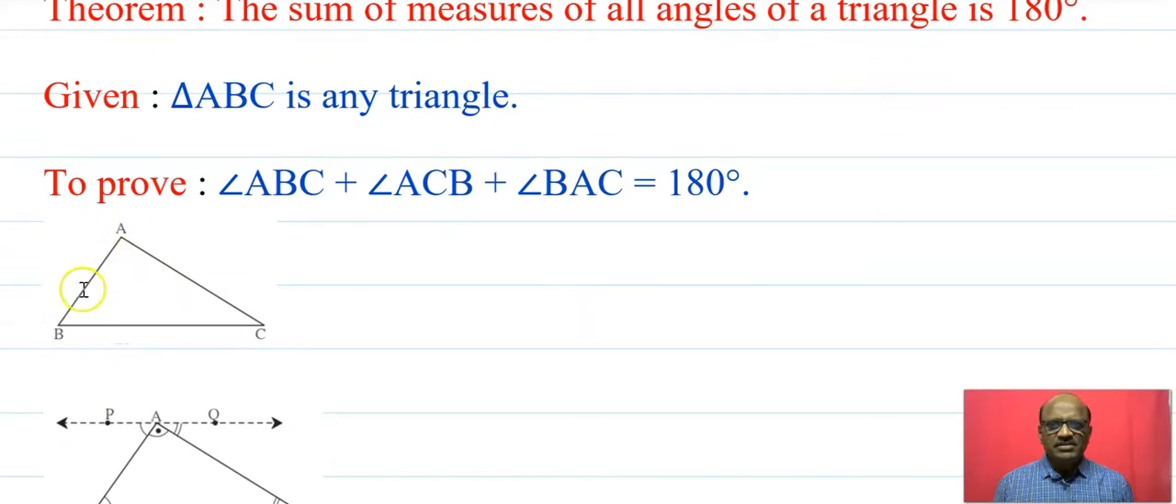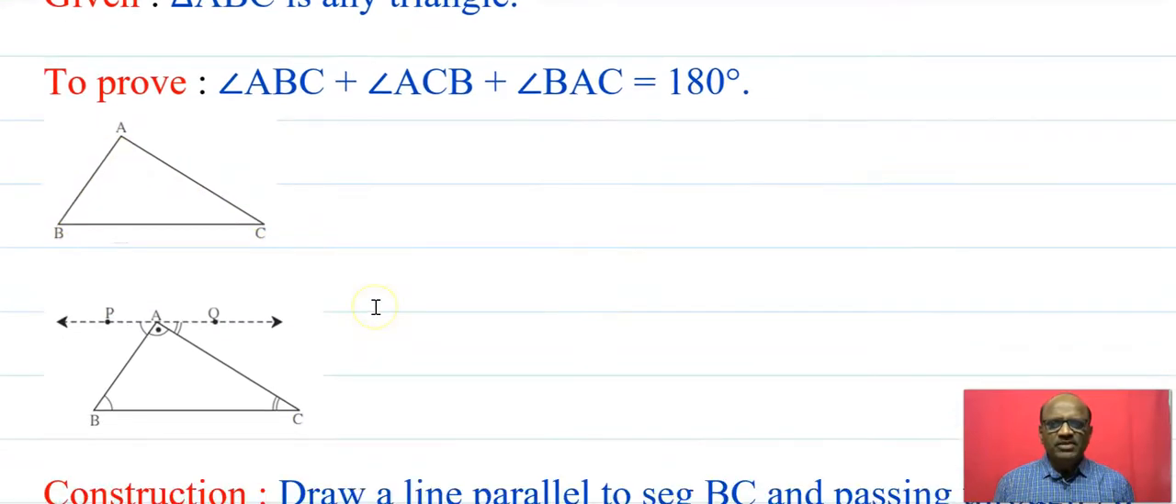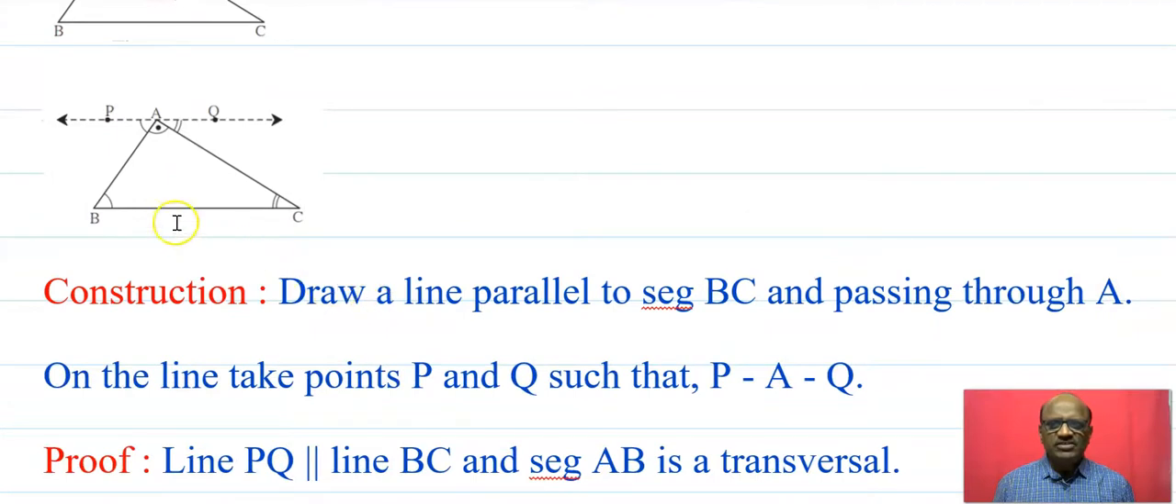In this figure, this is a triangle ABC. Now here we make the construction. What is that construction? Draw the line PQ parallel to BC. As PQ is parallel to BC, AB is their transversal. Then the angle PAB is congruent to angle ABC as they are alternate angles, and the angle QAC is congruent to angle ACB. And here is an angle BAC.